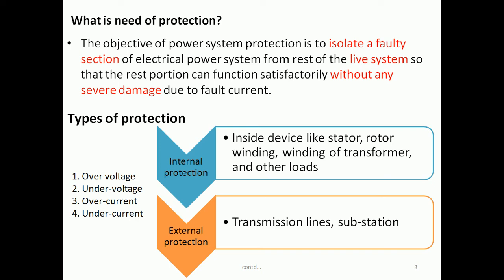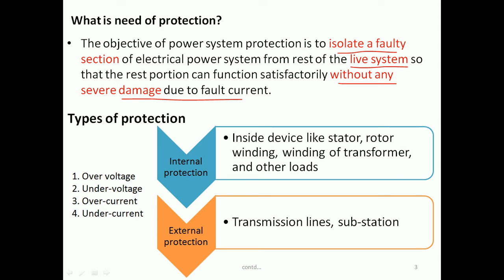The objective of power system protection is just to isolate the faulty section. Many faults are possible: symmetrical, unsymmetrical, open circuit faults, short circuit faults. The aim is to isolate the faulty part from the live system so that the system becomes healthy and continues without any damage. So we have two types of faults.